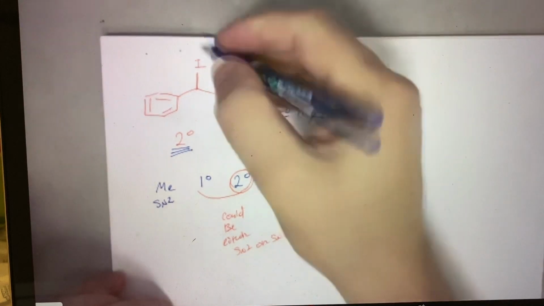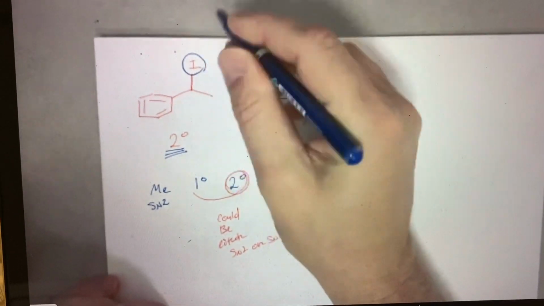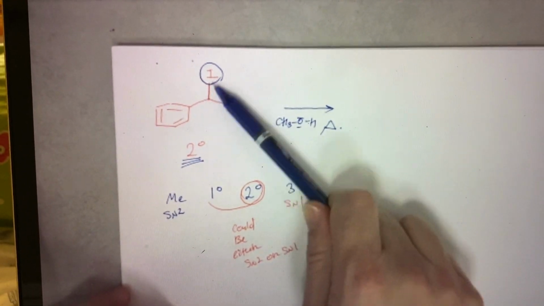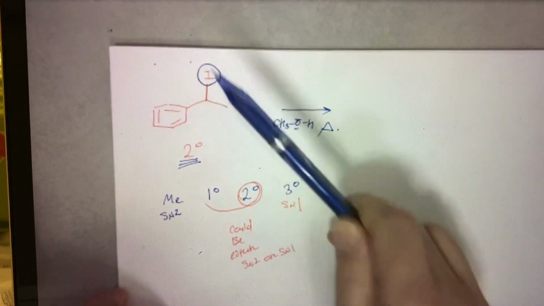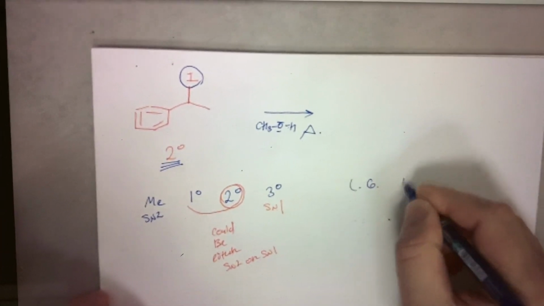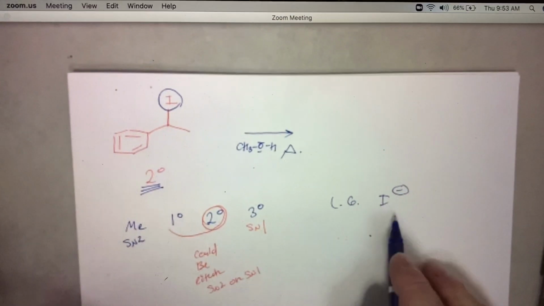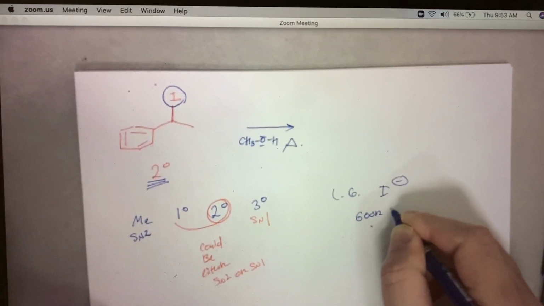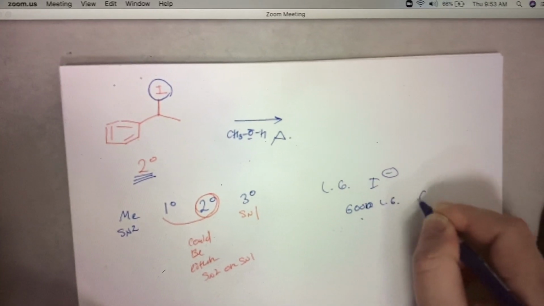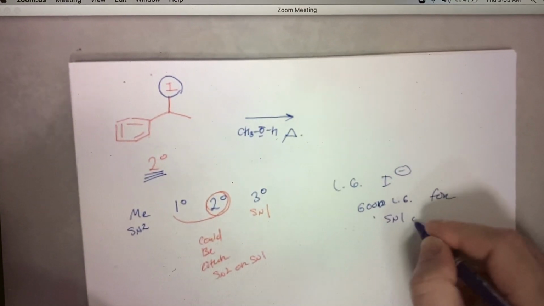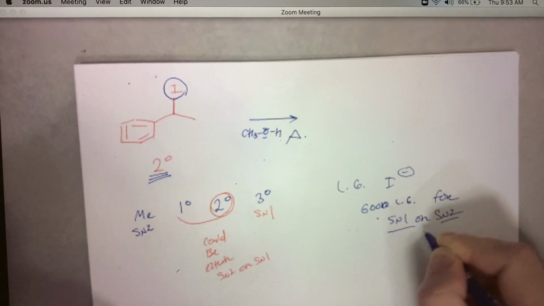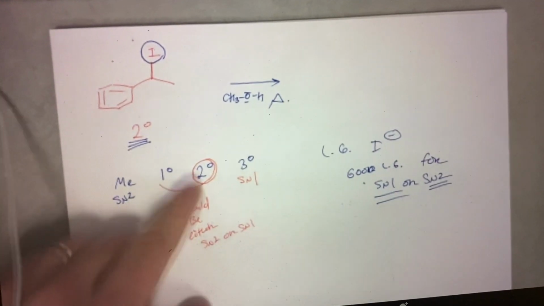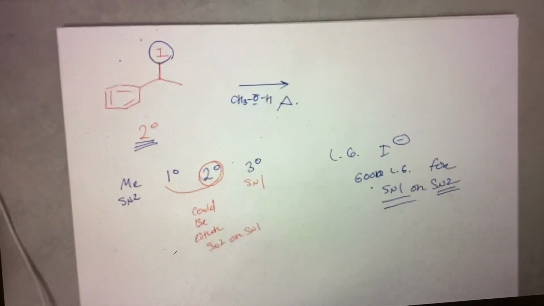Well, the leaving group is written right here, and if it leaves as I minus, right? So the leaving group right now, it hasn't left yet, but when it leaves, it's I minus. And the leaving group matters for both SN2 and SN1, and this is a good leaving group for SN1 or SN2. Okay, so the leaving group gives us no clues. The substrate is not giving us any clues here.